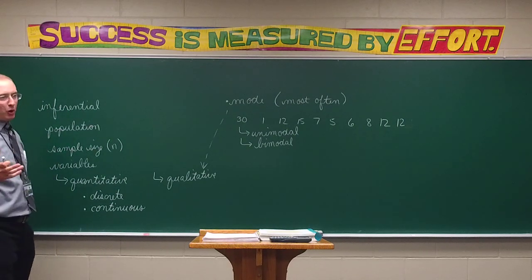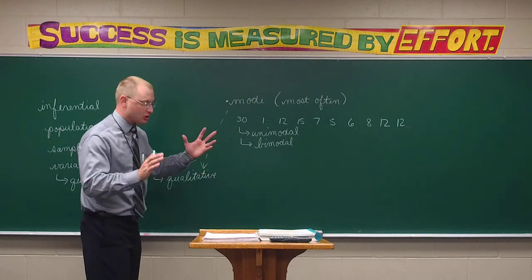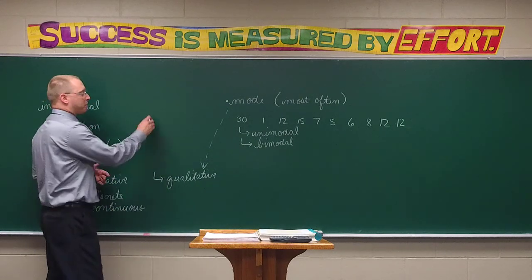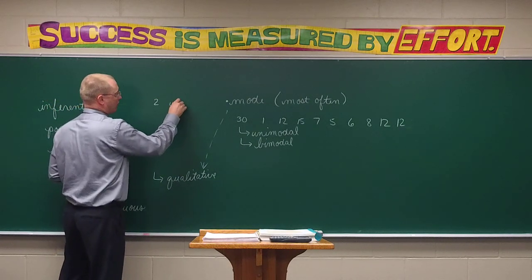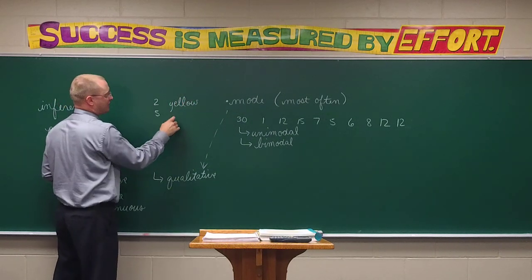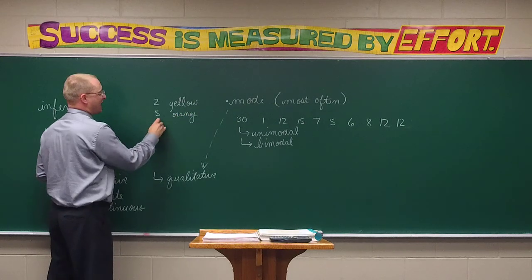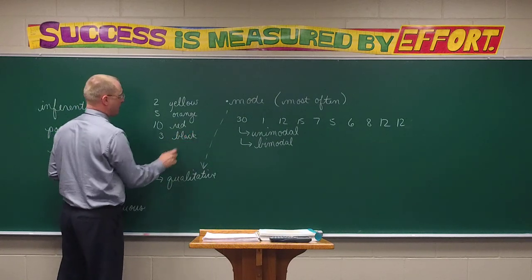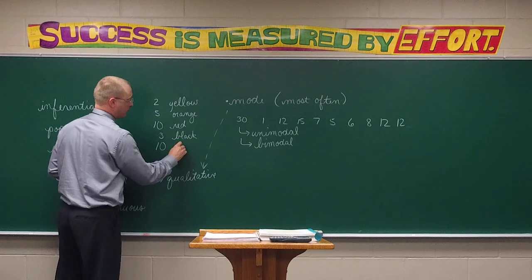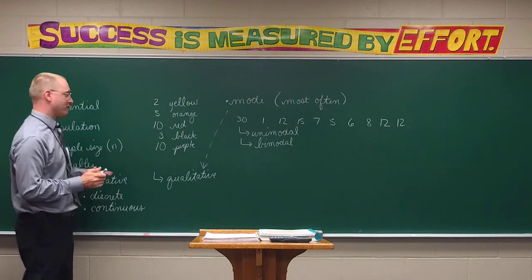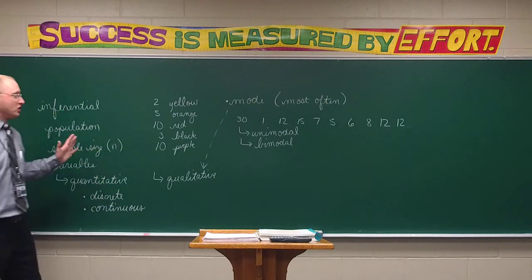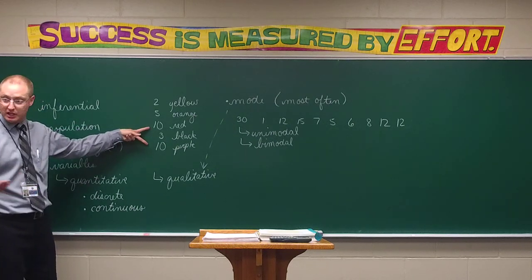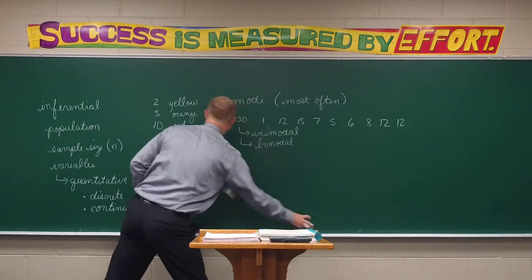Well, let's suppose we took all the kids in the high school and we said, okay, what is your favorite color? And let's suppose two kids said their favorite color is yellow. Let's suppose that 5 kids said their favorite color is orange. Let's suppose 10 kids said their favorite color was red. Let's suppose 3 kids said their favorite color was black, because they're morbid like that. Okay. Let's suppose 10 kids said their favorite color was purple. And I think we have more responses than we have students at this point. But anyway, let's just suppose this is true. Do you notice there are two numbers that really pop? And they're tied. We would say this is a bimodal set of statistics, because both numbers kind of pop off the page.